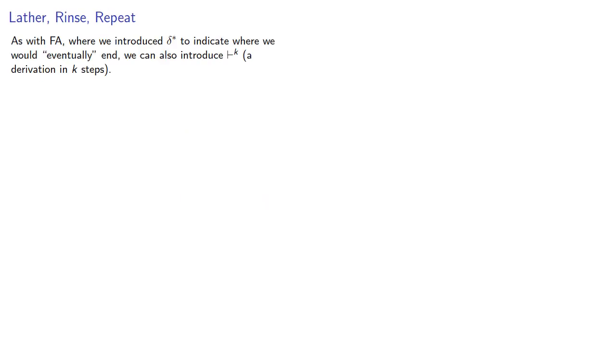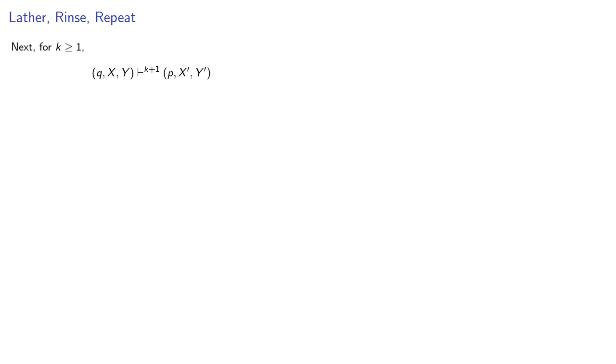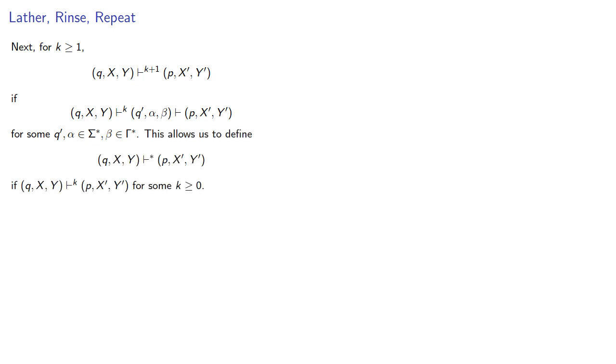As with finite automata, where we introduce delta star to indicate where we would eventually end, we can also introduce derivation in k steps. And we'll define the zero derivation, where our state and our stack remain the same, but our string might change. Effectively, we change the input string without changing state or the memory stack. And then we'll define the derivation in k plus 1 steps as the derivation in k steps, followed by one more step. And this allows us to define (q, X, Y) eventually derives (p, X', Y').